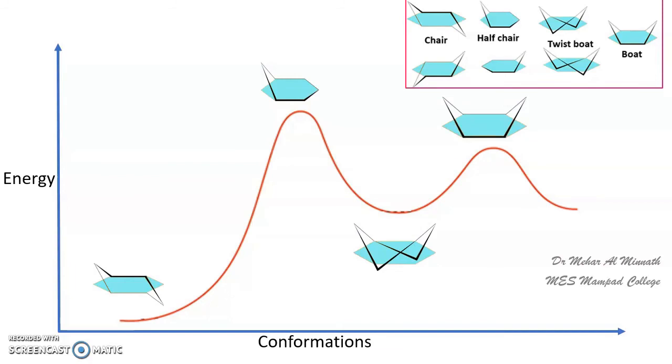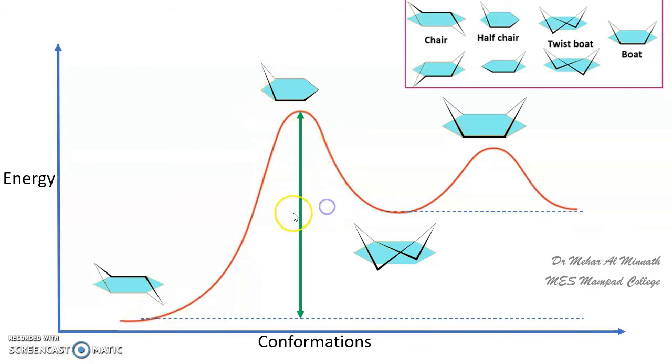Now, when we look at the energy difference, the energy difference between the chair form and the half chair form is around 11 kilocalories per mole approximately. And the energy difference between the twist boat form and chair form is approximately 5.5 or 5 kilocalories per mole. And the energy difference between twist boat and the boat form is only 1.8 kilocalories per mole.